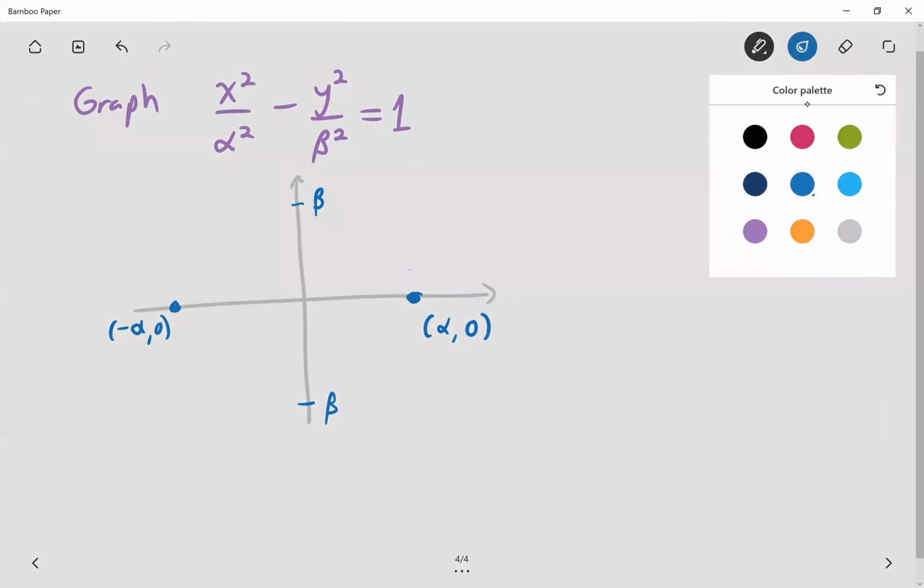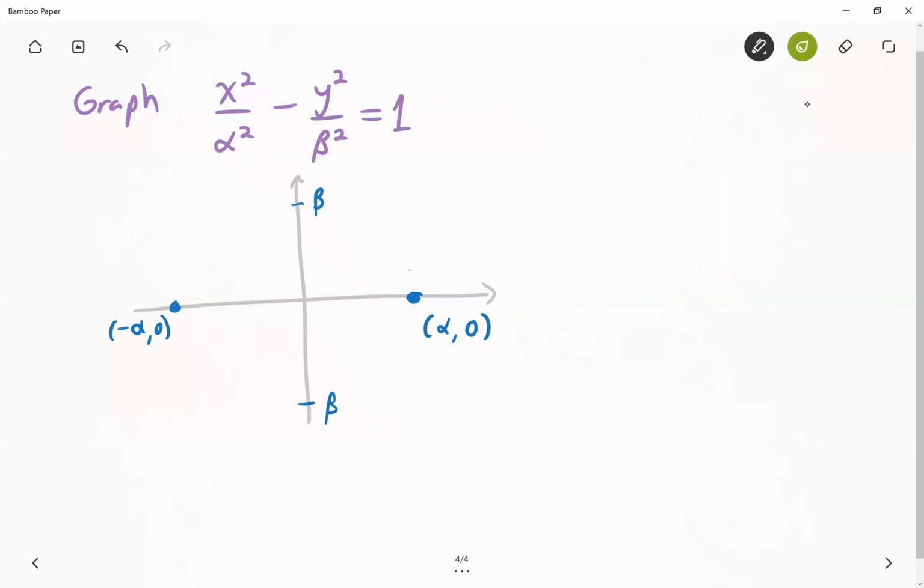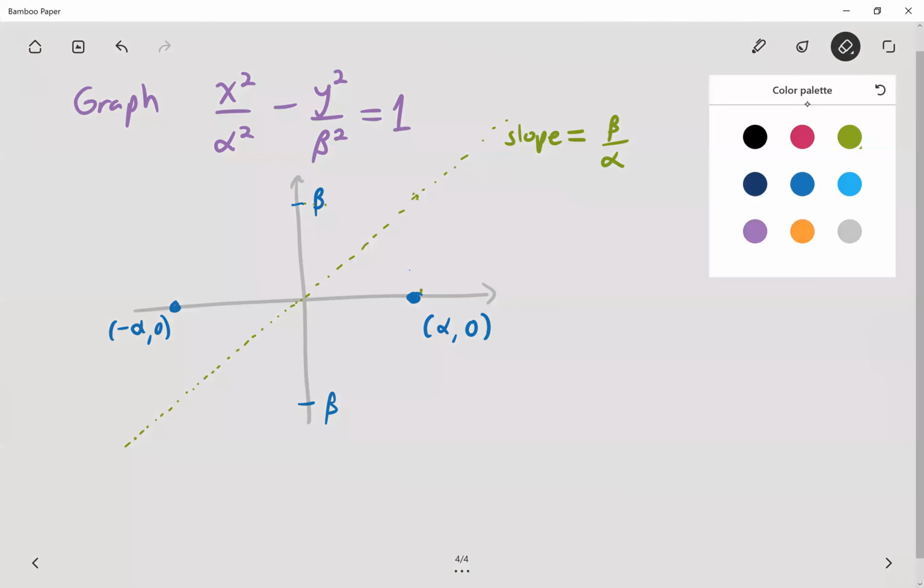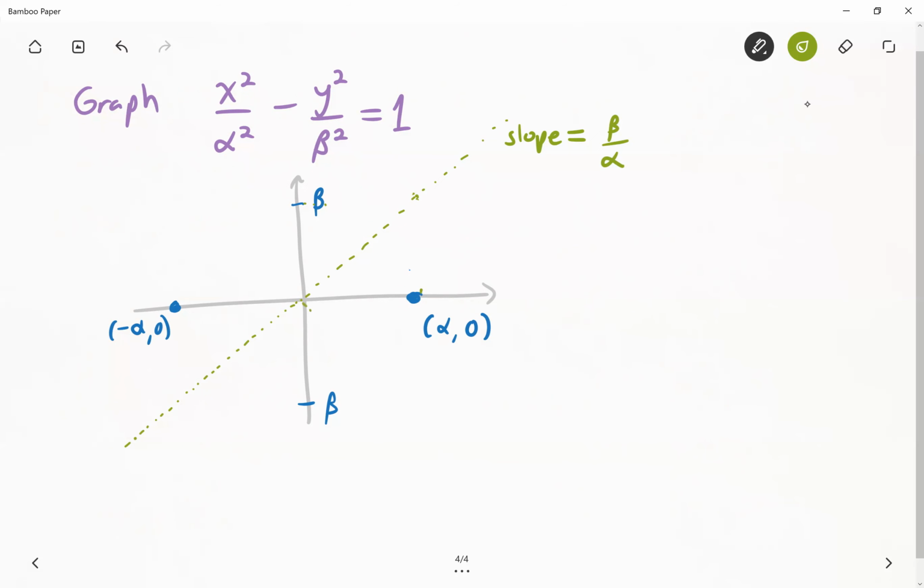Right, there's actually some asymptotes for this function that we're aware of. As the function gets larger and larger in the x-axis, the ratio of y to x gets closer and closer to this line. The slope of this line, the dashed green line I just drew, is beta over alpha. And because you might be able to see that contains the point beta comma alpha, we could calculate the slope. Right, and similarly, I have an asymptote going in the other direction as well.